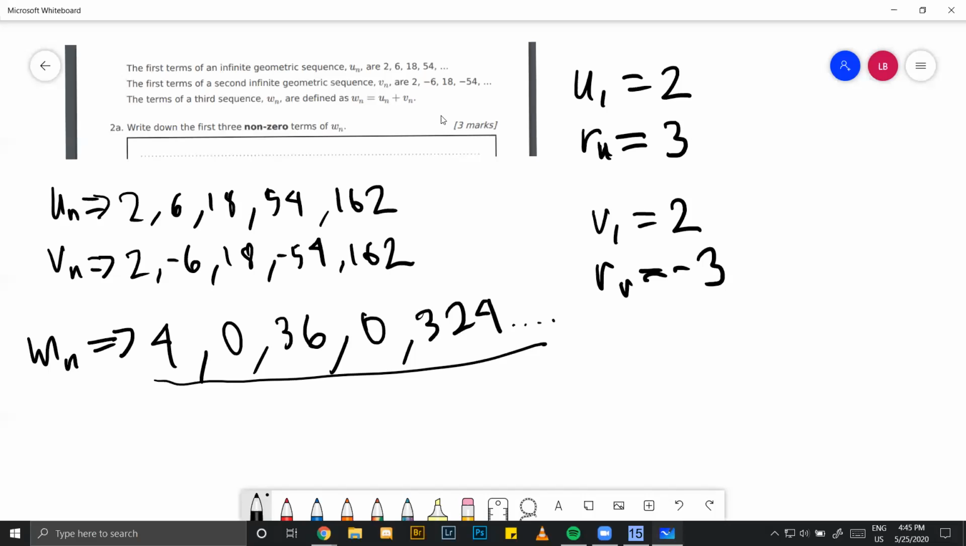But now it says find the first three non-zero terms of Wn. So the first three non-zero terms are 4, then 36, and then 324, because we skipped these zeros. And then you know it's 4, 36, 324, which is the answer to 2A. And it took a little work because you have to find the next number in the sequence of U and the next number in the sequence of V, and then add them up and then take out the ones that are relevant. Okay.